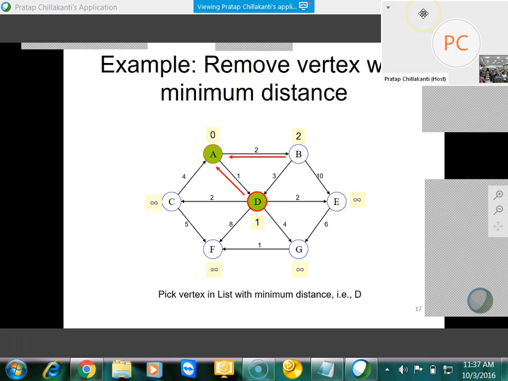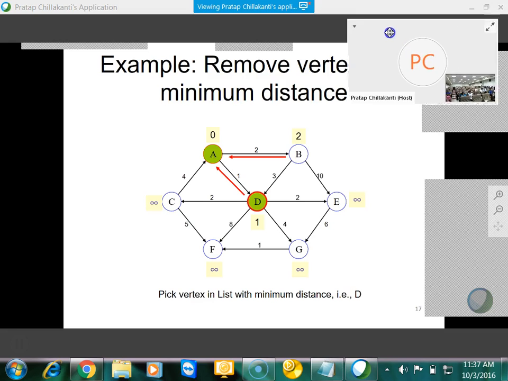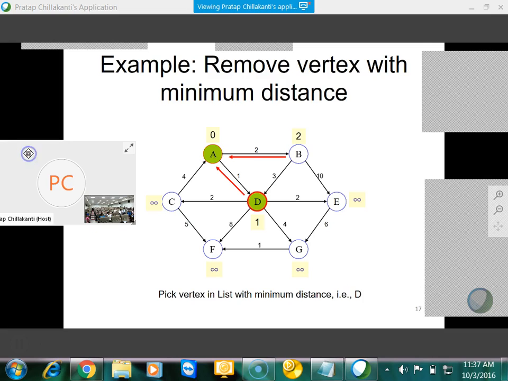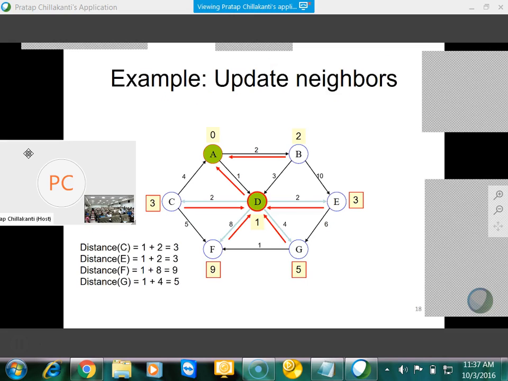Pick the vertex with minimum distance. Out of those two, what is the minimum distance node that you have? D. So you pick the vertex in the list with minimum distance, that is D. I'm going to pick that. Now you're updating the neighbors from D.